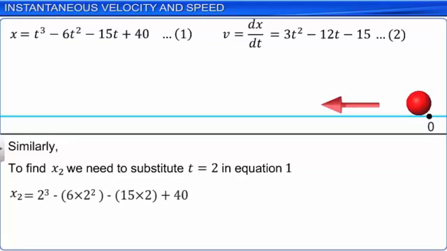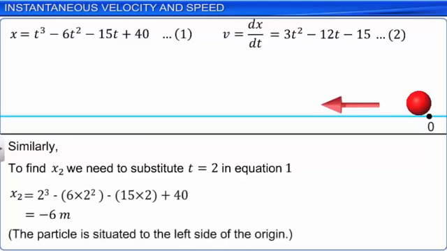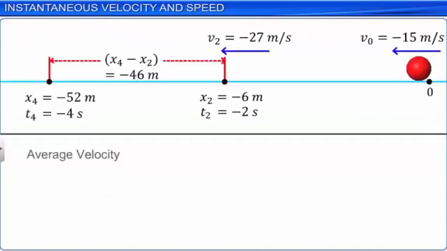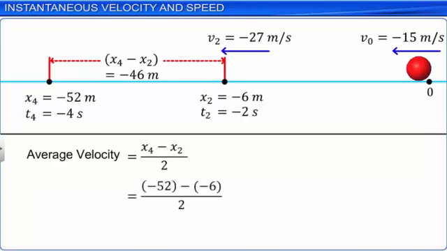Average velocity is equal to (x4 minus x2) by 2, which is (minus 52 minus of minus 6) by 2, equal to minus 46 by 2, which is equal to minus 23 meters per second. Therefore, the average velocity between t equal to 2 seconds and t equal to 4 seconds is minus 23 meters per second.